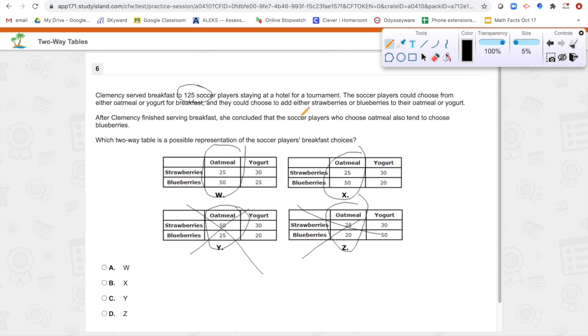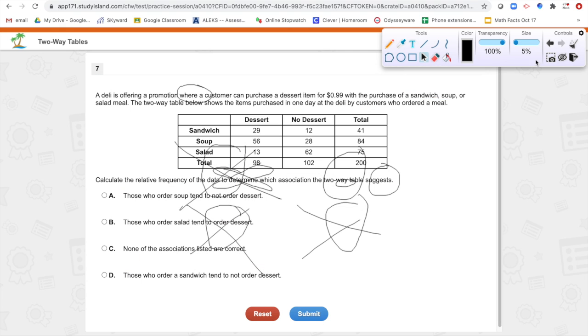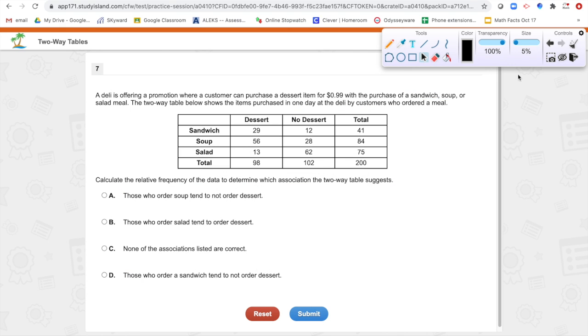So if we look at W and add the 25, the 30, the 50, and the 25, 50 plus 30 is 80, and 25 and 25 is 50. 80 plus 50, that's 130. That's too many. And if we look at the other ones, 30 and 20 is 50, plus another 50 is 100, leaving us with that extra 25, so that's 125. That is definitely X is our answer. Got 125 total people, and it follows the tendency that we were looking for. Let's do a clean sweep here.